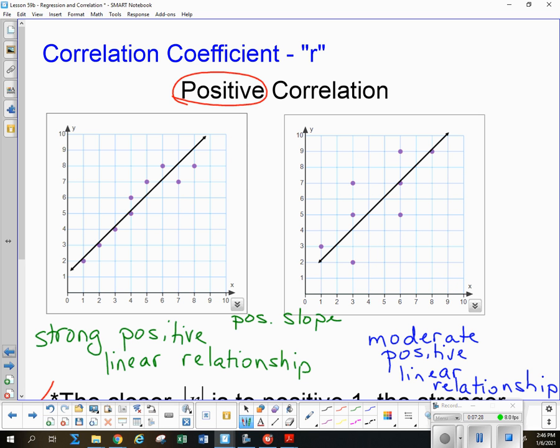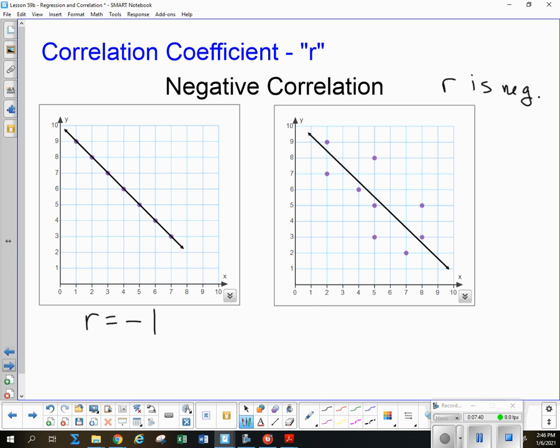Back to my first slide, if I have a positive correlation, the slope is positive and the R is positive. They go together. So with the negative ones, R is negative and the slope is also negative. This one, R would be negative, but not as close to -1.